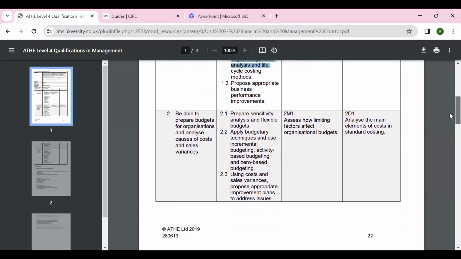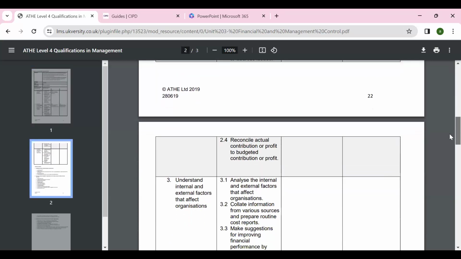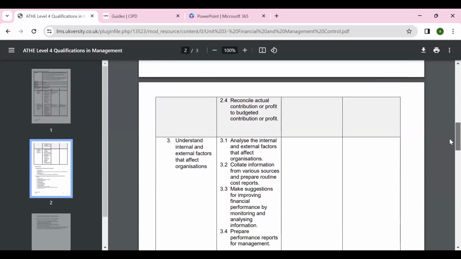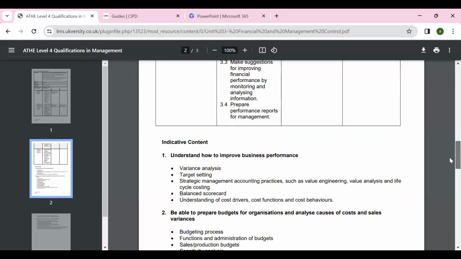The second lesson will go through budgets, budgetary control and variance, which a couple of you already learned in management accounting and decision making in ATHE. Then we understand the internal and external factors that affect the organization, how they affect it, and we look at the external environment, the various sources of information, cost reporting, financial performance and different measures. So that will be all.